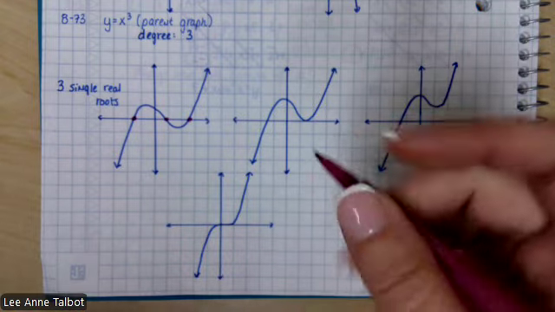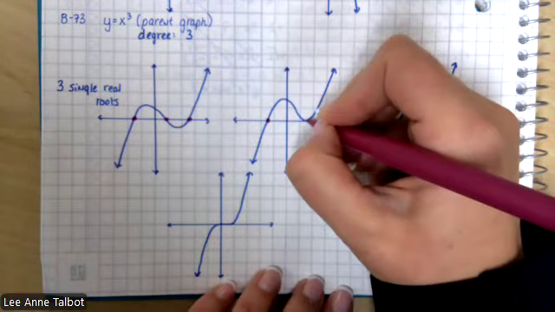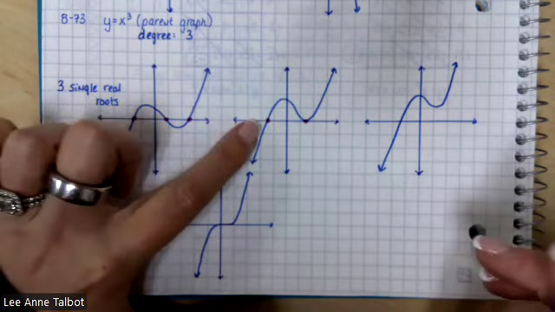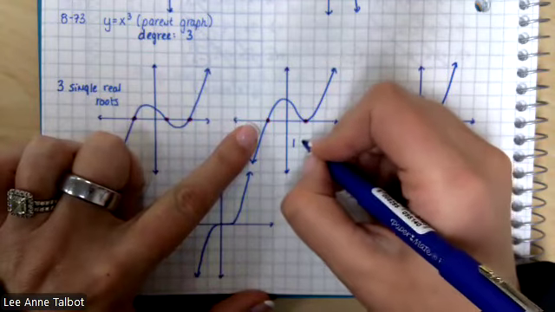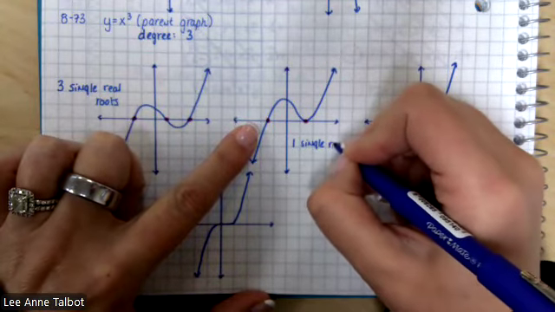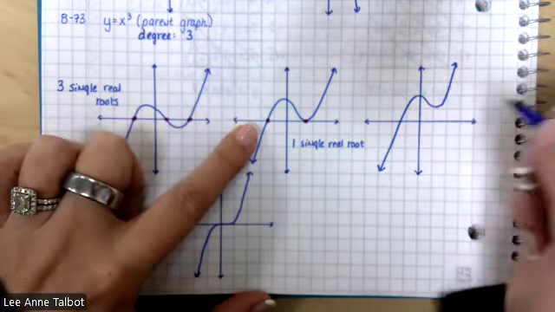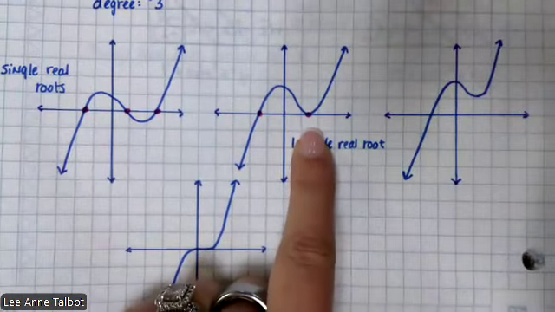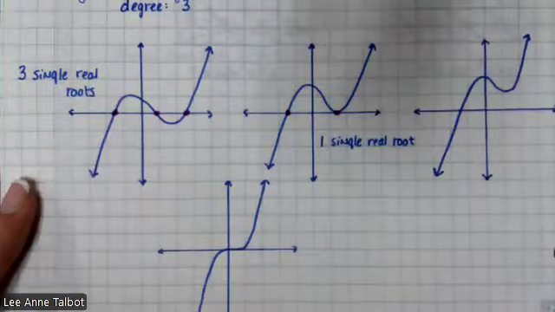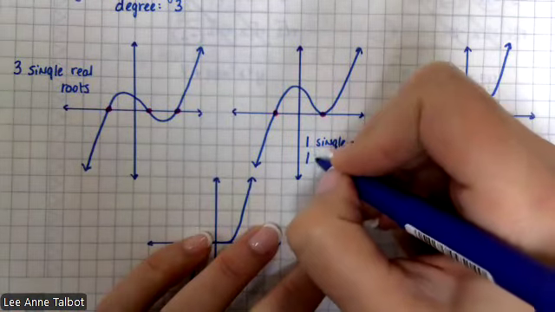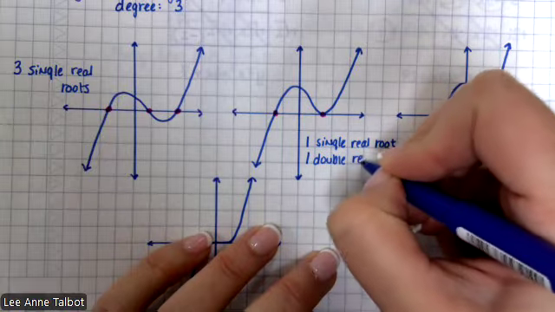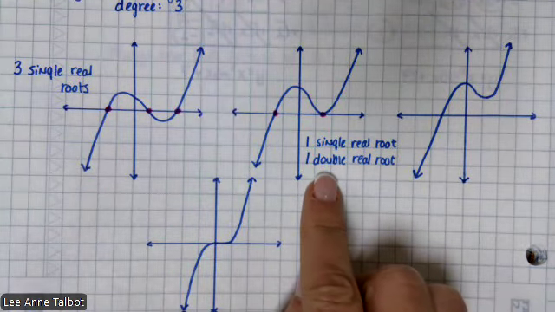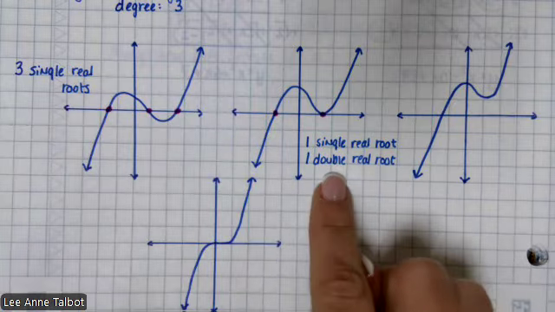Okay. Second graph. Here and here. Okay. What is this guy here? 1 single real root. And what's this guy? Yep, 1 other. Does this count as a total of 3? Yes. So I have 1, 2, 3, 1, 2, 3.